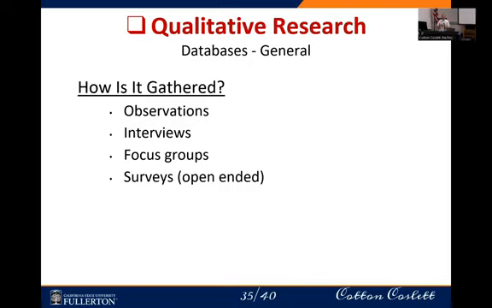So using a keyword such as observation or interviews or focus groups or surveys, again, open-ended, can be quite useful. These are also included as subject headings in a lot of the databases as well. So it's something to consider depending on which database you're using. Something like Google Scholar will not have that option. However, if you're using a search engine or a database such as OneSearch, then you will get subjects back listed as focus groups.